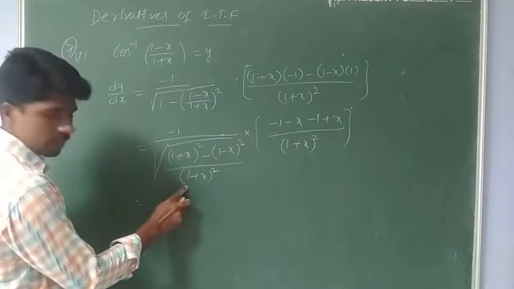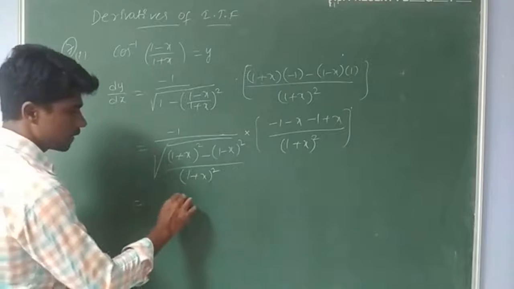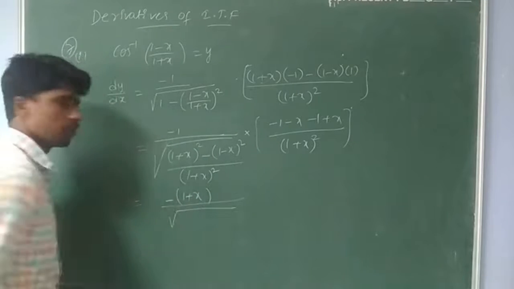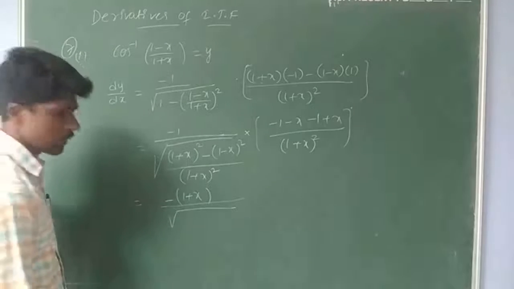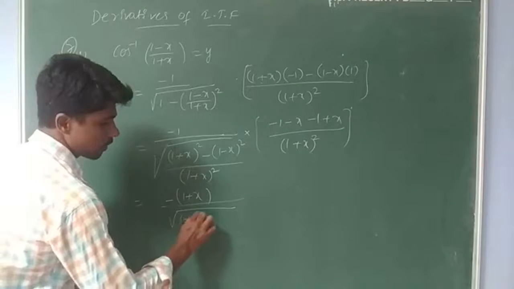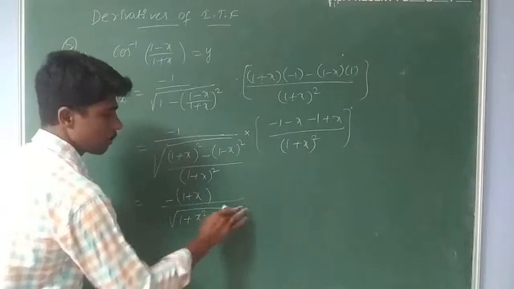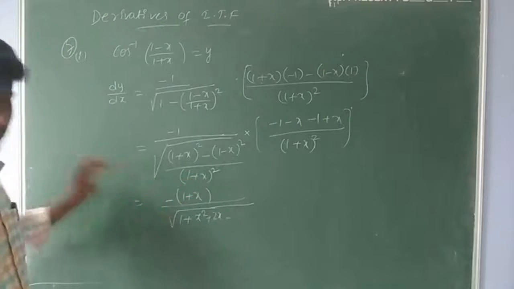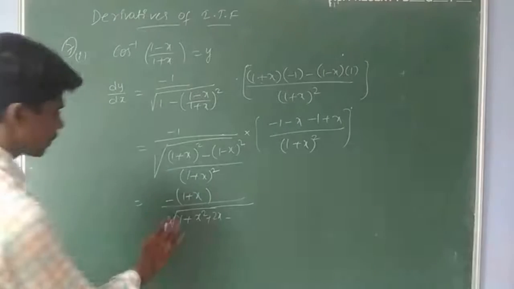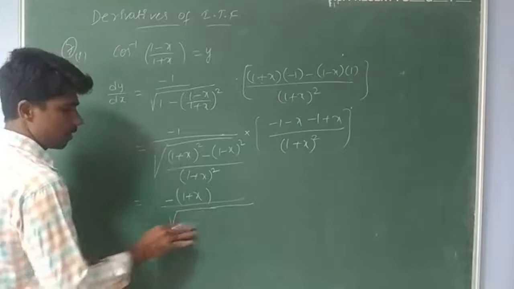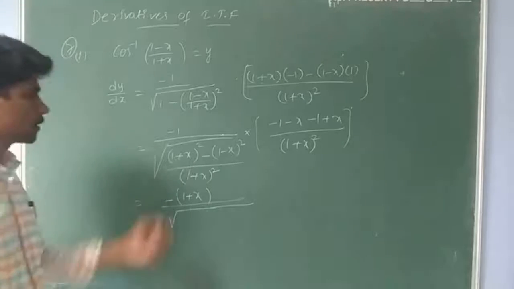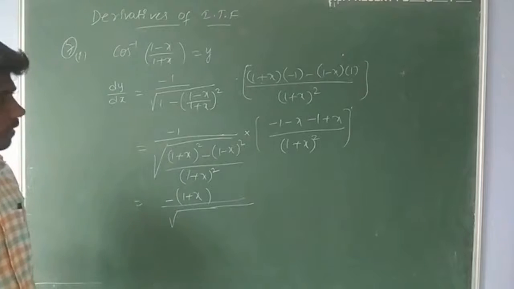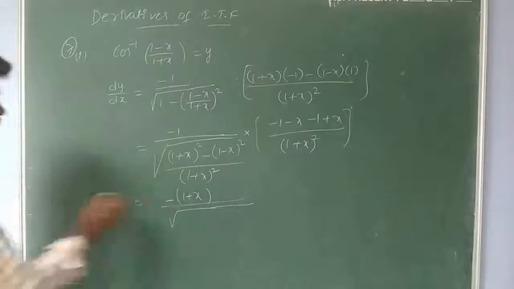So we get root of 1 plus x whole square, the square root gets cancelled, it comes into the numerator, which is 1 plus x by root of 1 plus x the whole square, which is nothing but 1 plus x square plus 2x minus 1 minus x the whole square. So we can expand this and substitute it, or we can use directly the formula. What is that? a plus b whole square minus a minus b whole square is equal to 4ab.